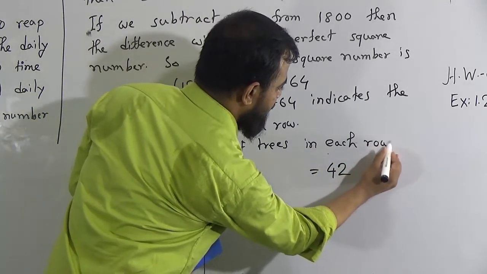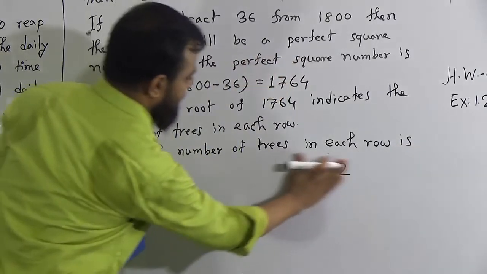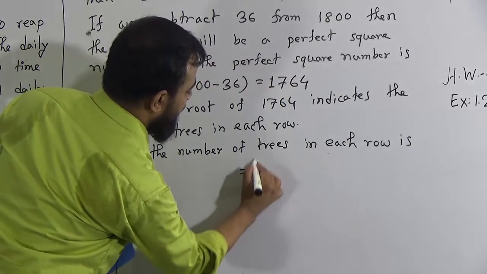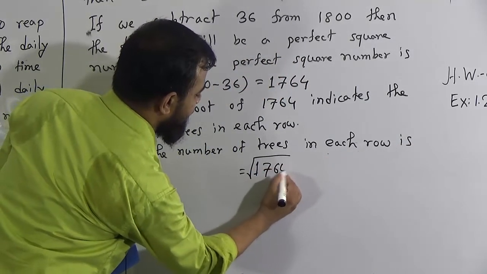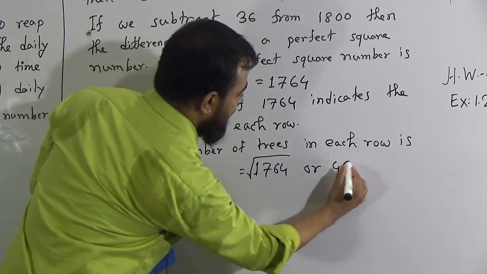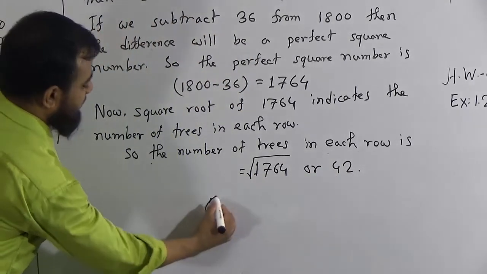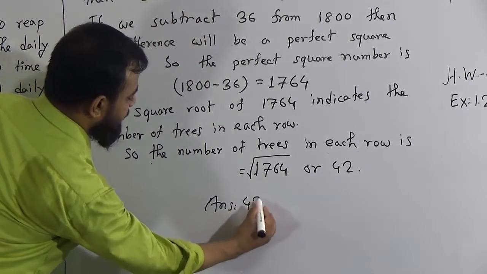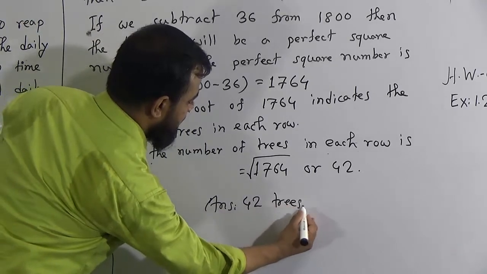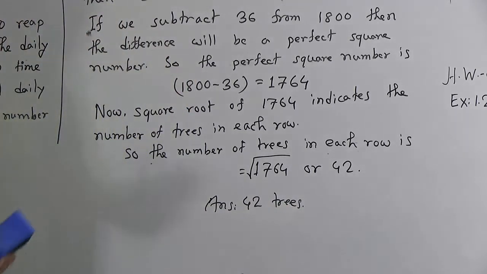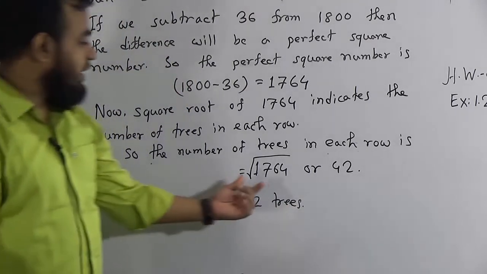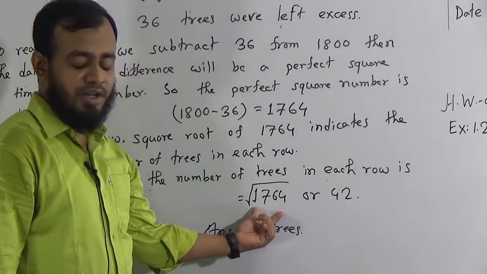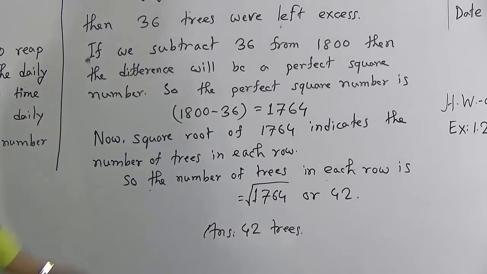Each row is square root of 1764, which is 42. Answer is 42 trees. I hope the students you have understood. You can do rough work on this one anywhere in your notebook, no problem. Or you can do here also.